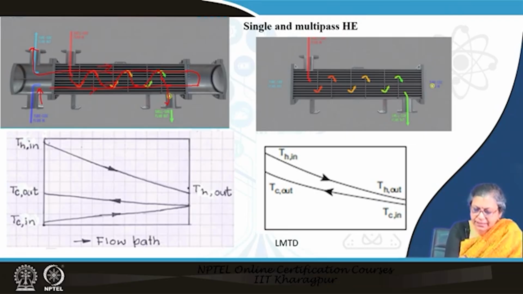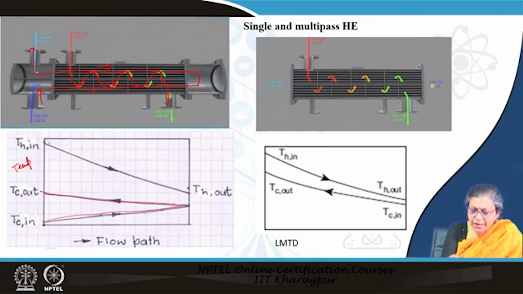We find that in the portion lower than the pass partition plate, if we plot the temperature profile, that is the temperature versus the flow path, the tube side fluid is flowing in this way, and the shell side fluid is flowing in this way. And above the pass partition plate, the tube side fluid is flowing in this way, and the shell side fluid is continuing here.